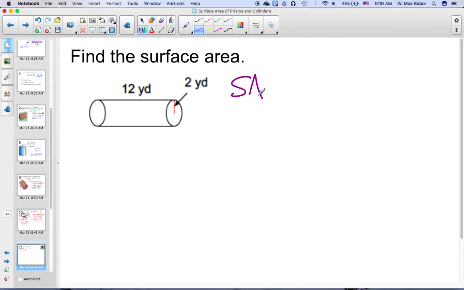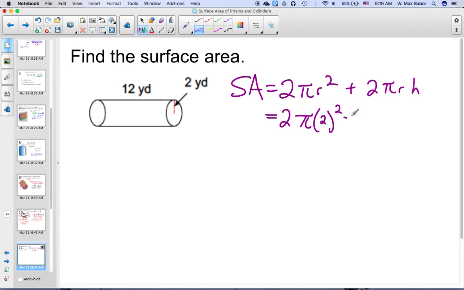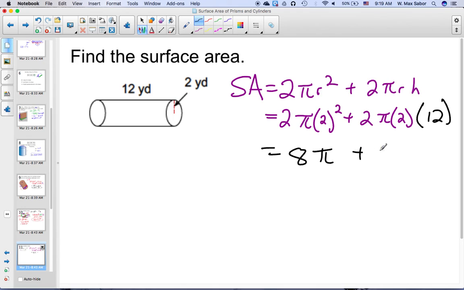Find the surface area of this. The formula was 2 pi r squared plus 2 pi r h. R is 2. R is still 2. H is 12. So this is 8 pi. This is 48 pi. I'm doing 2 times 2 squared, and then 2 times 2 times 12. And now we add these because they're like terms, and it becomes 56 pi square yards.